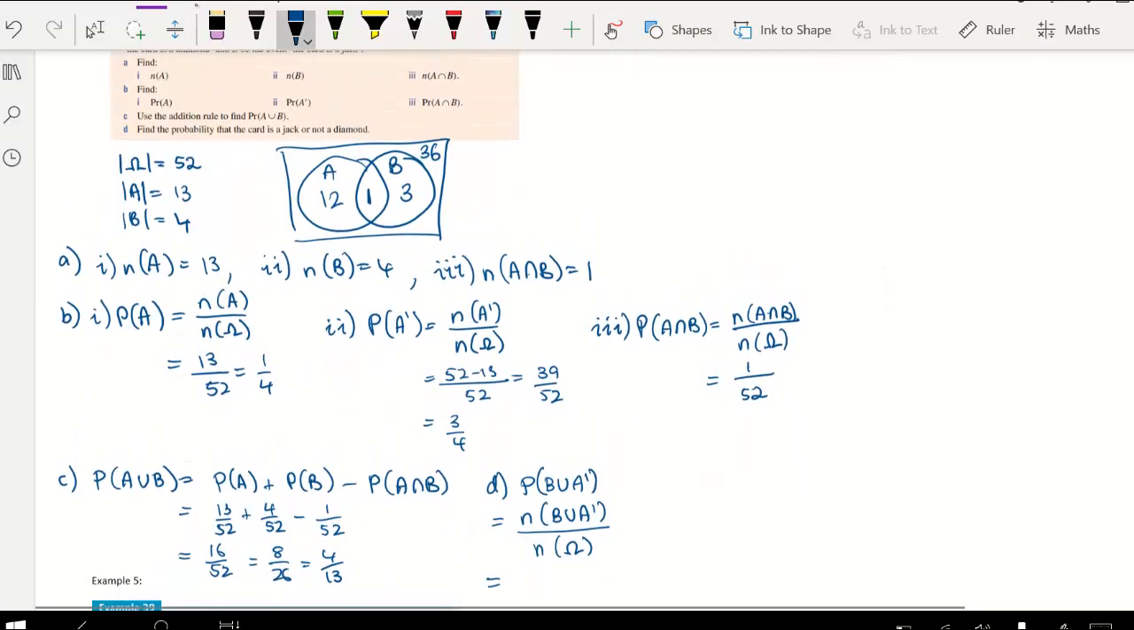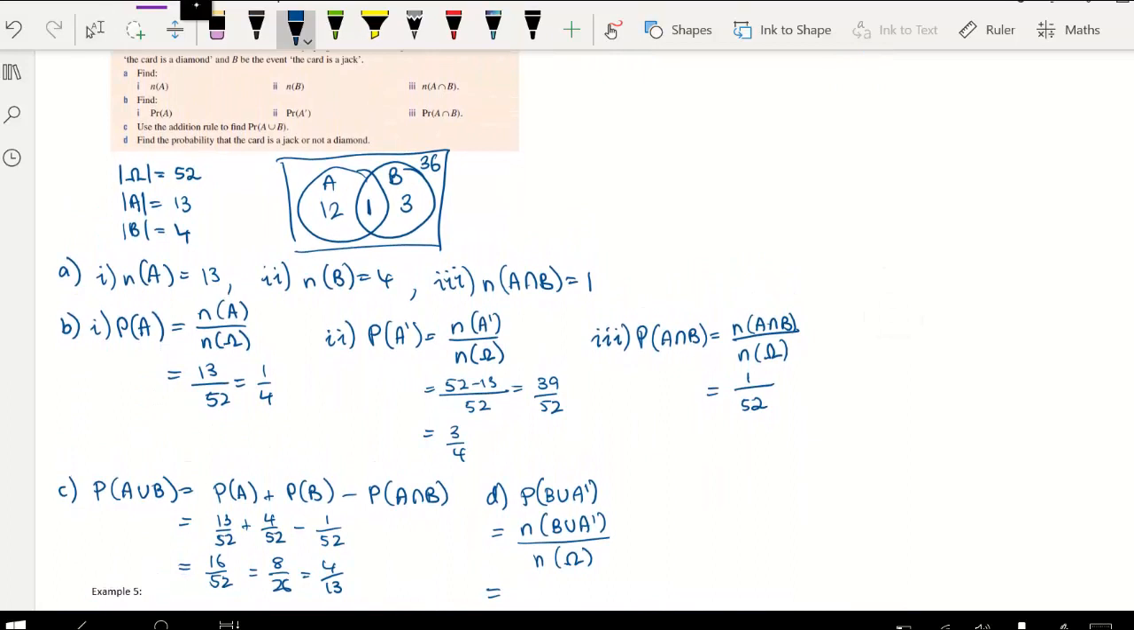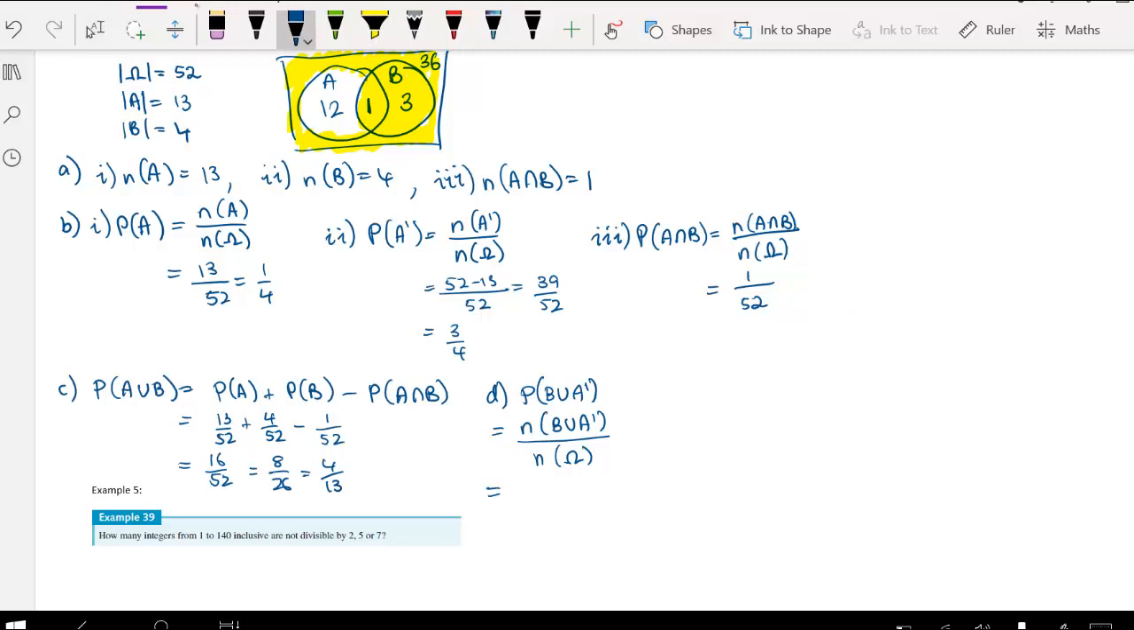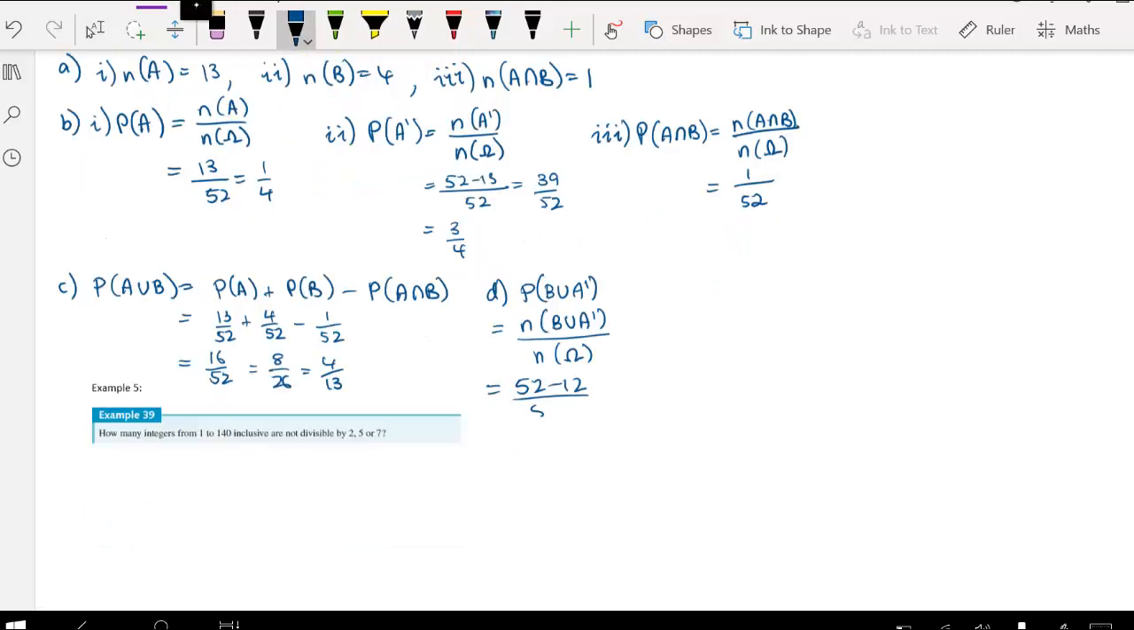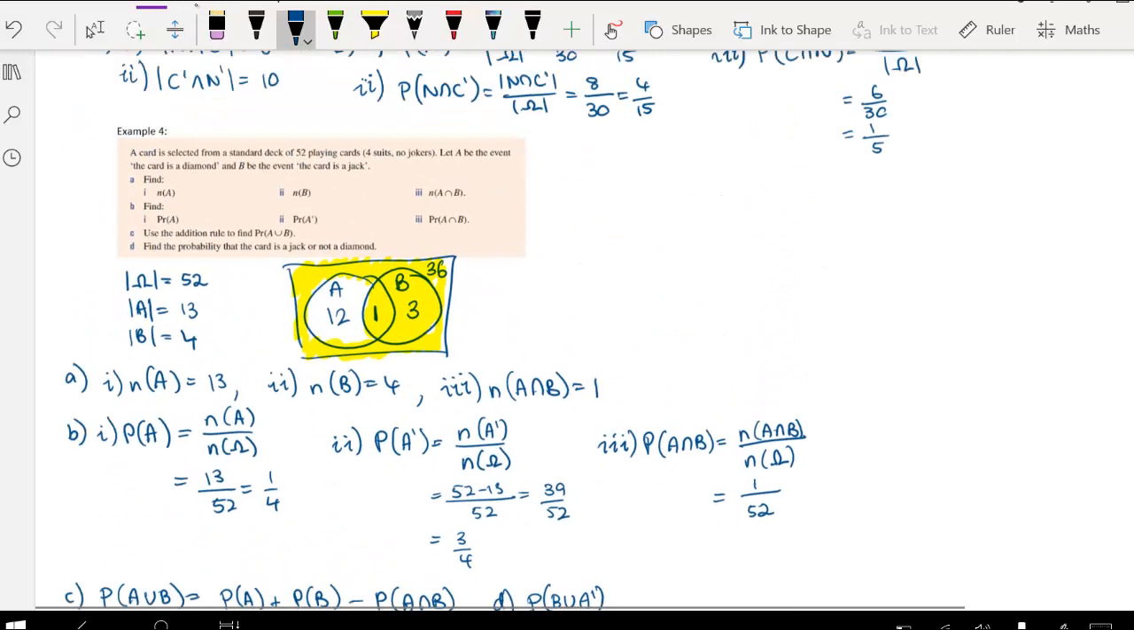And if we're looking at B or not A, B is this, and not A is everything outside. So that means we're just excluding these 12 here. So our probability will be 52 subtract 12 over 52, which means we have 40 over 52, 20 over 26, or 10 on 13 is our probability of randomly selecting a jack or not a diamond.